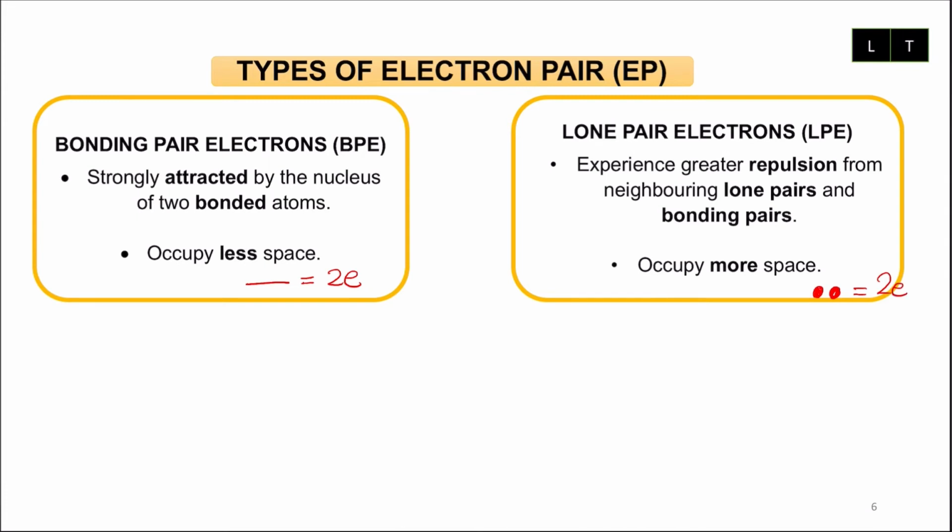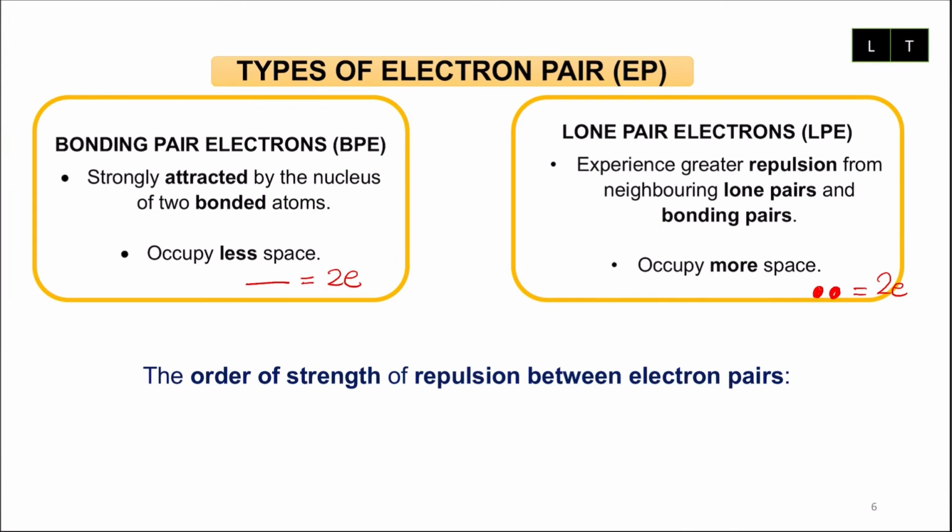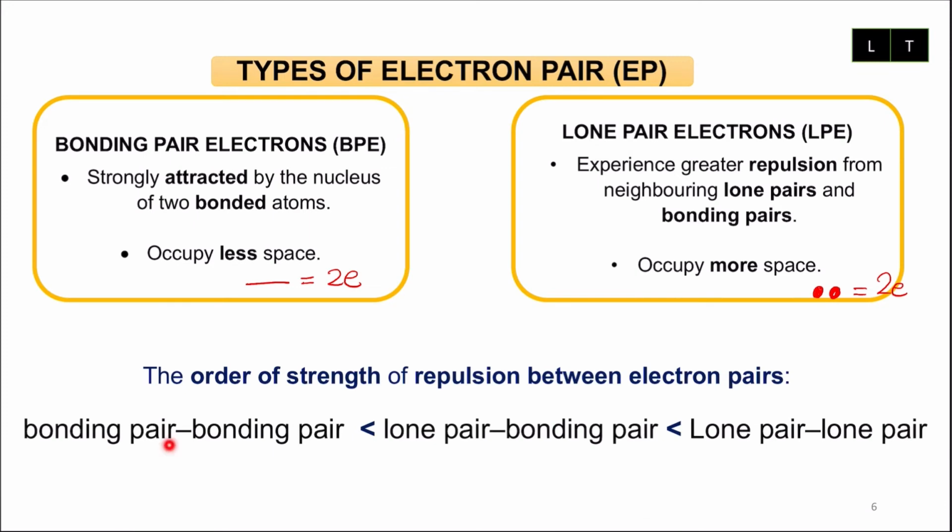Then we can determine the order of strength of repulsion between electron pairs, where bonding pair with bonding pair is the weakest repulsion, and lone pair with lone pair is the strongest repulsion. That is why when you have a molecule with more lone pairs, the electron pairs in that molecule will repel one another and arrange themselves as far apart as possible in order to minimize the repulsion. From this strength, we can divide our molecules into two categories.